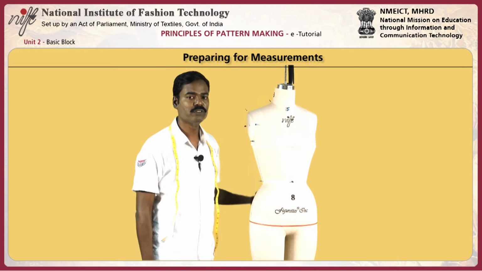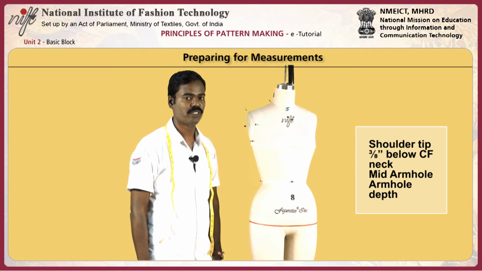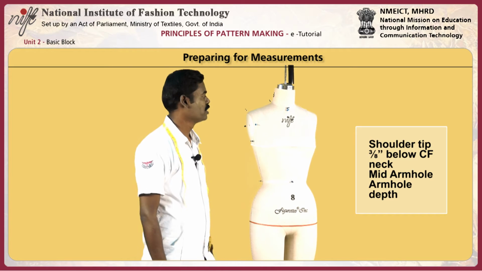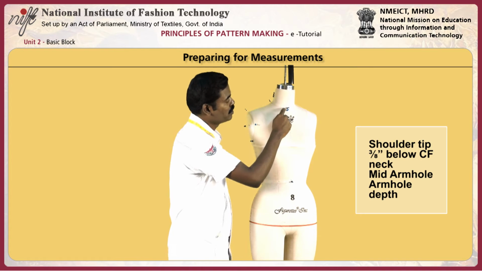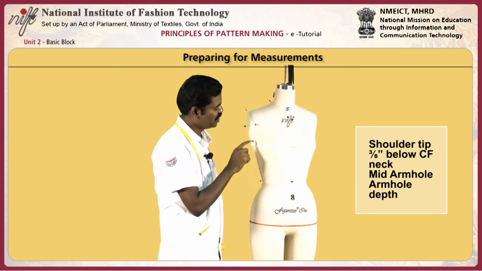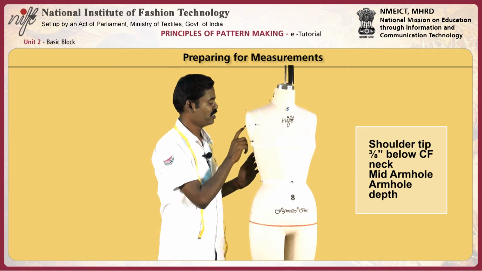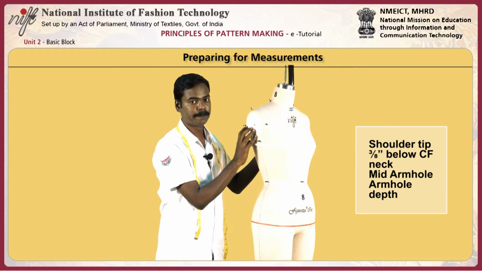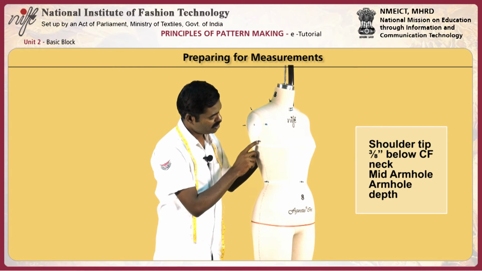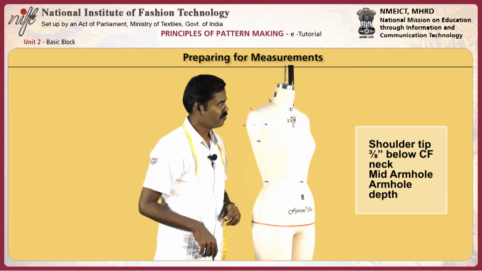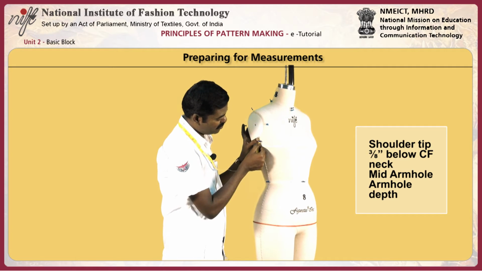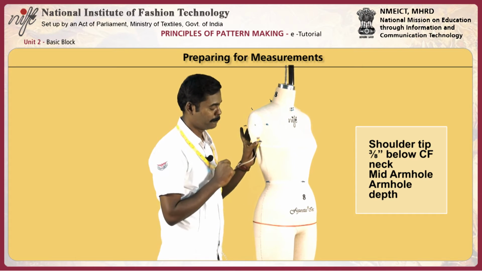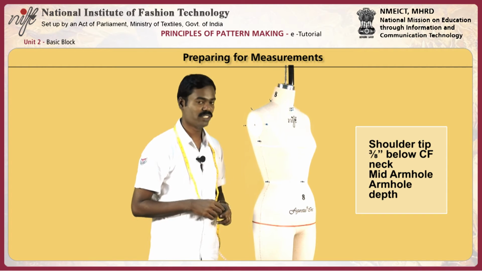Now we have to mark the pin heads in the dress form before measuring. Put one at shoulder tip, one at 3/8 inch below the center front neck, and mid-armhole front and mid-armhole back. Then one for armhole depth. For this, US size 8, measure 3/4 inch below armhole plate. It will vary from size to size.